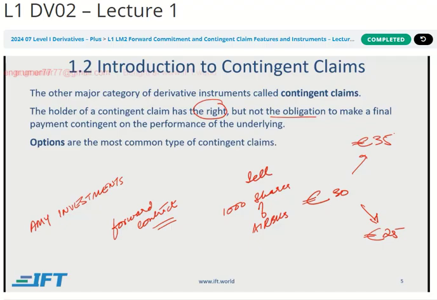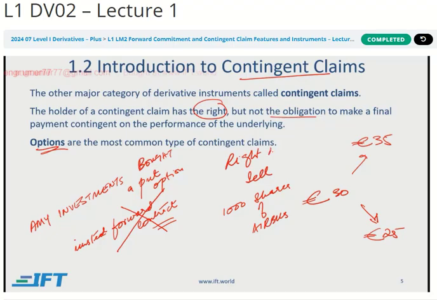But if instead of a forward contract, what they had bought was a put option, which is an example of a contingent claim. So options are the most common type of contingent claims. If they had bought a put option instead of a forward contract, then they would have the right, not the obligation, to sell 1,000 shares of Airbus.